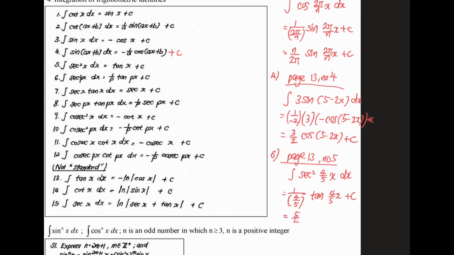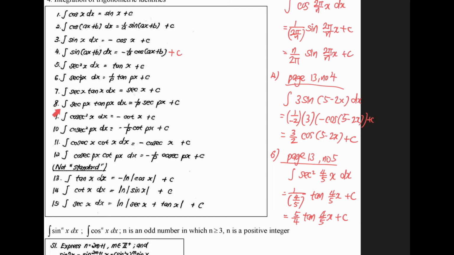Simplify it, it becomes 5/4 tangent 4/5x plus c. Okay, so that is number 6. Now let's move on. Number 7, integrate secant x tangent x equals secant x plus c.